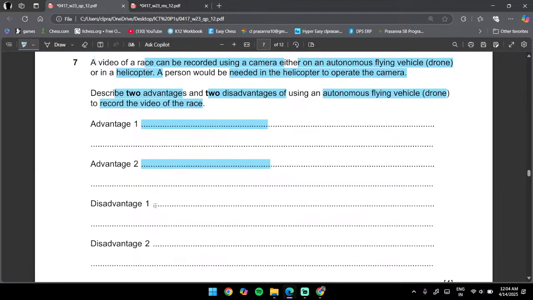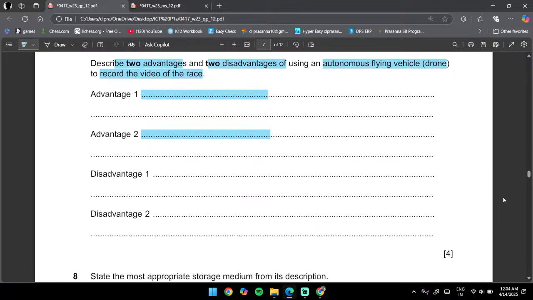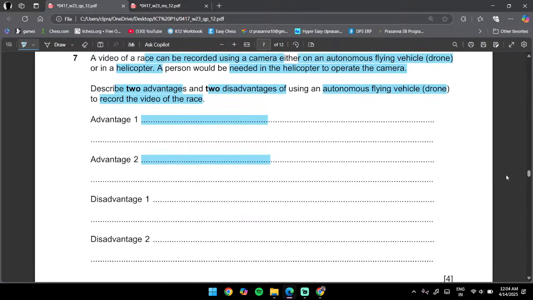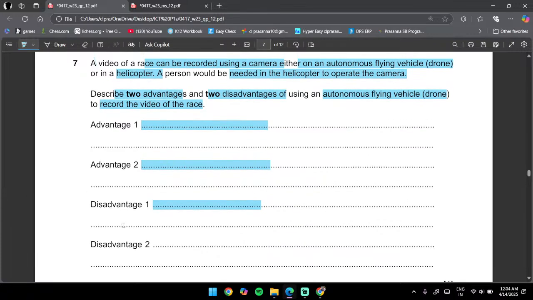Now, disadvantages of using the drone. Okay, so now the disadvantages and advantages should be related to the drone compared to the helicopter. So your main focus should be the drone, and if you don't really know something, then the helicopter can come in. So if there's a car race happening and my drone is suddenly there, then I think that could distract the drivers driving. So drones could distract the drivers in the race.